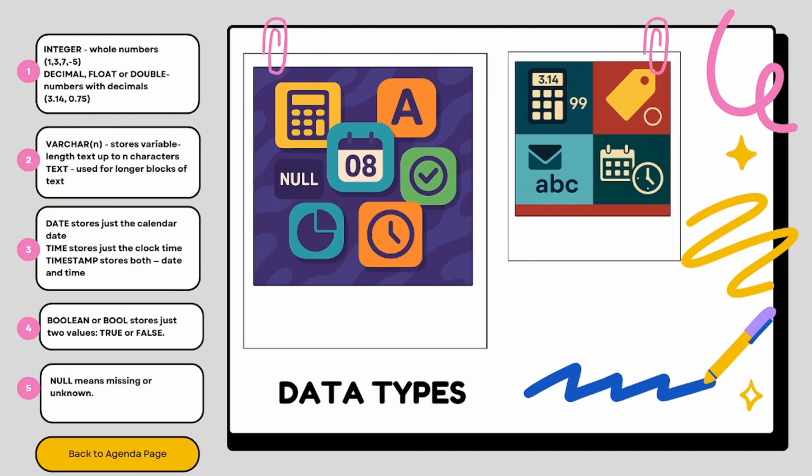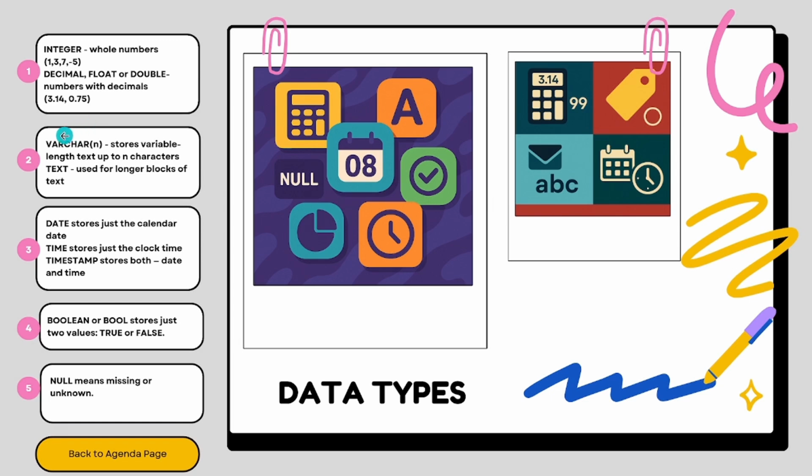Then we have decimal, float, or double data types. And these are for numbers with decimals. You would use them when precision matters, like with prices, percentages, or GPA scores. For example, 3.14, 99.99, or 0.75. Those are all examples for decimal, float, and double data types.